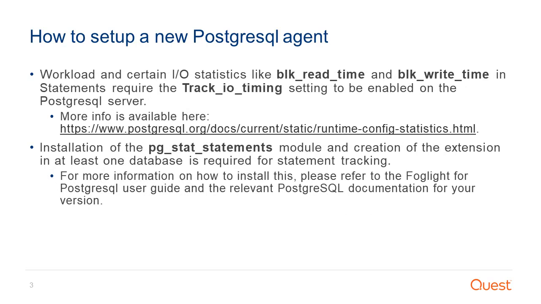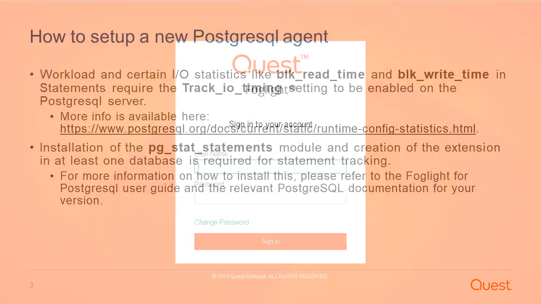Workload and certain I/O statistics like block read time and block write time in statements require the track I/O timing setting to be enabled on the PostgreSQL server. More information is available on the PostgreSQL website in the documentation area. Installation of the pg_stat_statements module and the creation of the extension in at least one database is required for statement tracking. For more information on how to install this, please refer to the Foglight for PostgreSQL user guide and the relevant PostgreSQL documentation for your version.